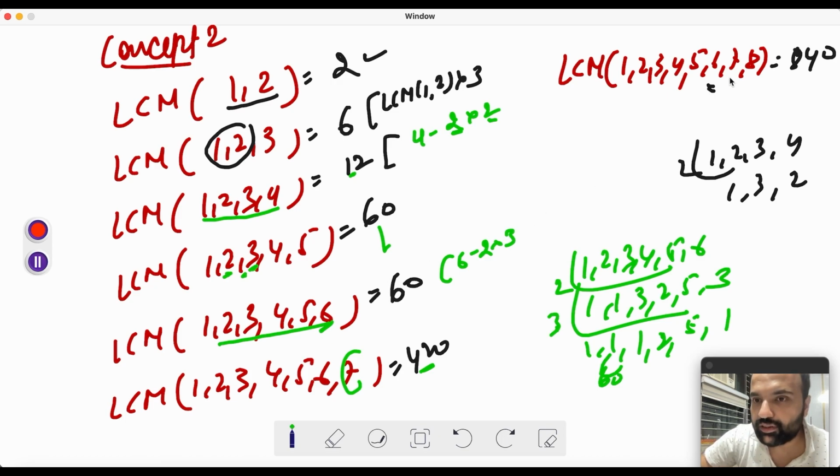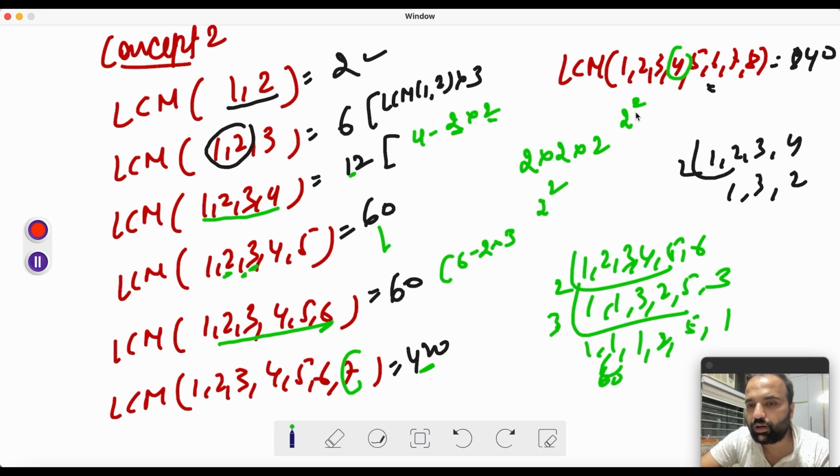Now in 8, see, what is 8? 8 is 2 into 2 into 2. Over here, what is the maximum value of 2 we have? We have 2 square, which is 4. What is the highest power of 2 over here? Highest power of 2 is 2 square. How many 2's do we need? We need one more 2. Why? Because 8 is 2 into 2 into 2. So we need to take care of this extra 2 as well. So we simply multiply it by 2.